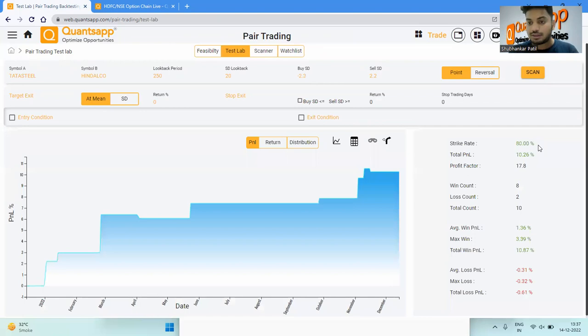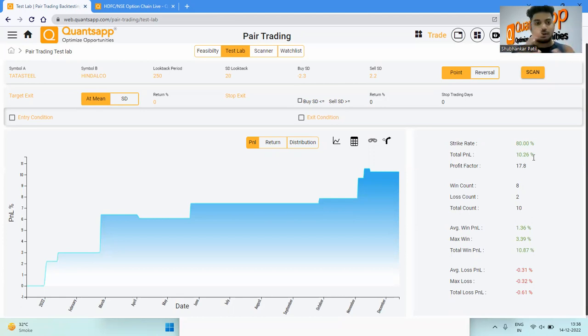So now see, this is the strike rate of this pair, which is 80%, which is really, really lucrative in the last 250 days. The net PNL you would have made by converting your unsystematic risk into a systematic risk was 10.2%.